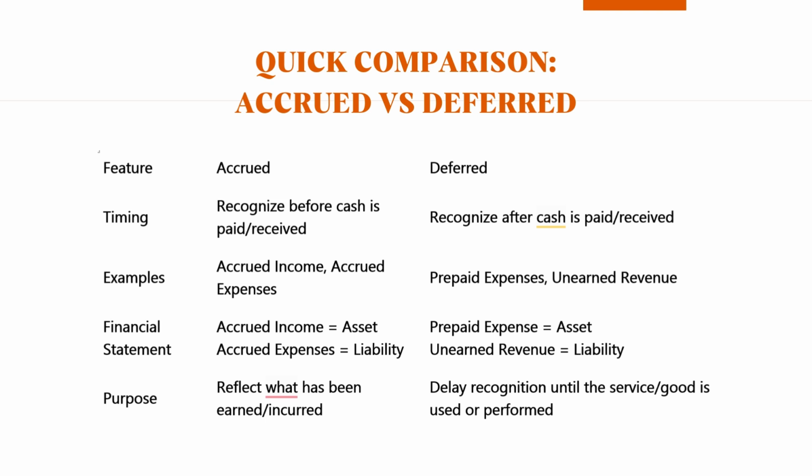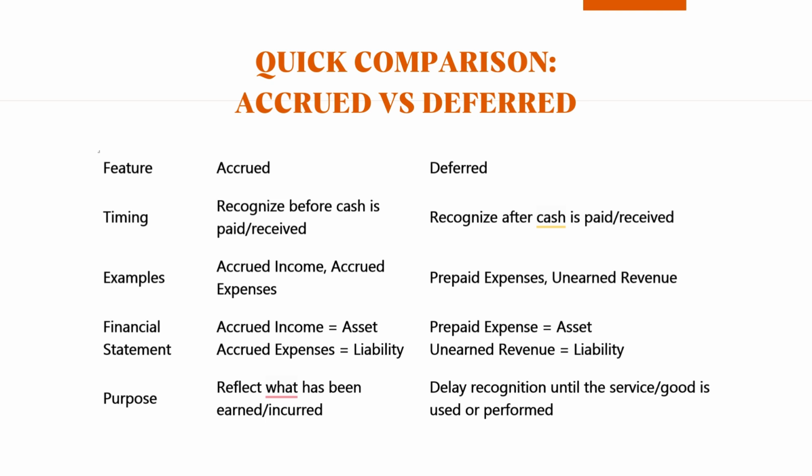Third, how do they appear in the financial statements? Accrued income appears as an asset because it's money the business will receive. Accrued expenses appear as a liability since it's something the business owes. For deferred accounts, prepaid expenses are an asset because the benefit is still to come. Unearned revenue is a liability because you owe a service or product in the future.